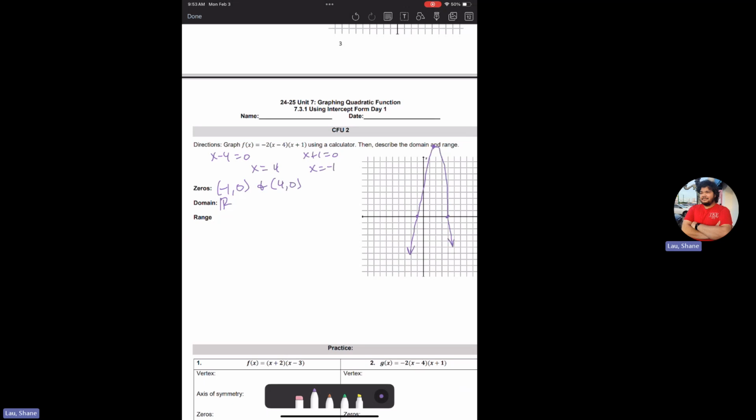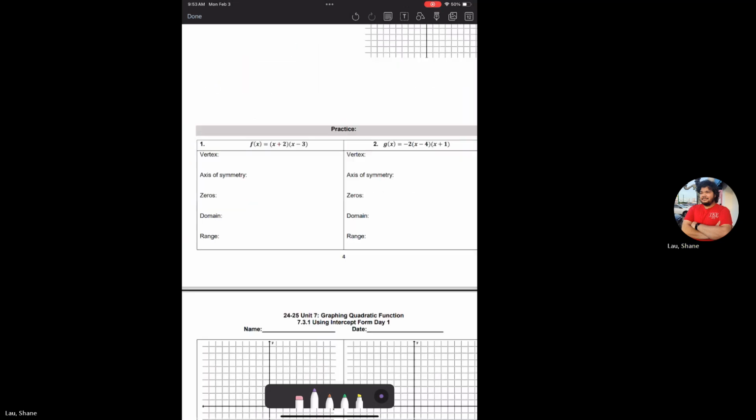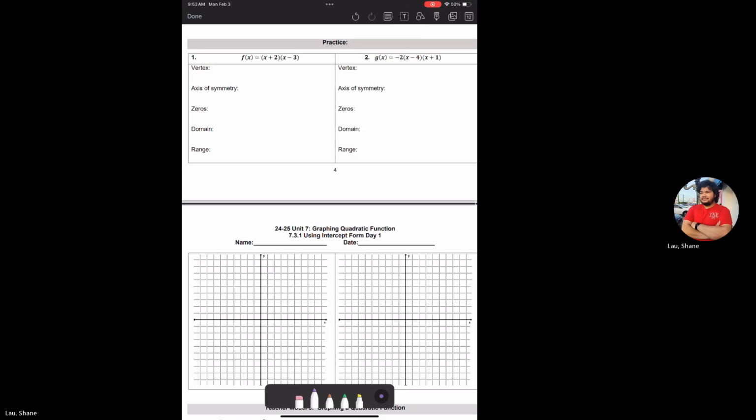Again, try not to make straight lines. Make sure you curve into that line and such. Which of course means that our range is going to be y is less than or equal to 12.5. Go ahead and try those practice problems there.